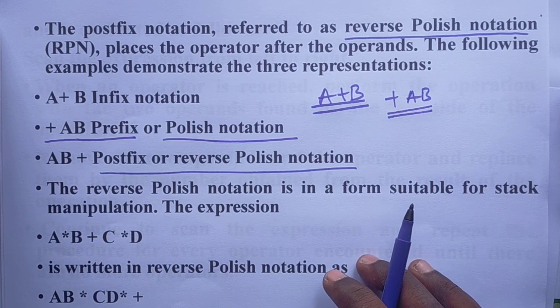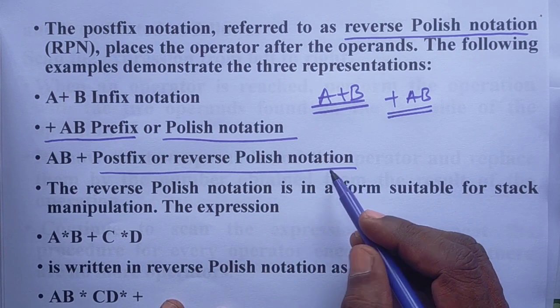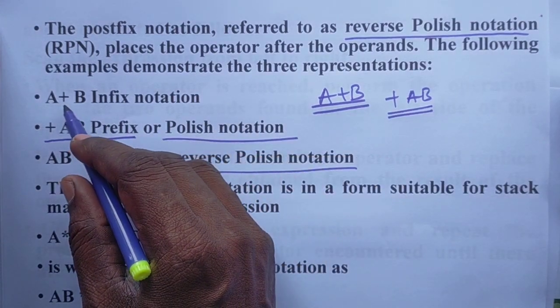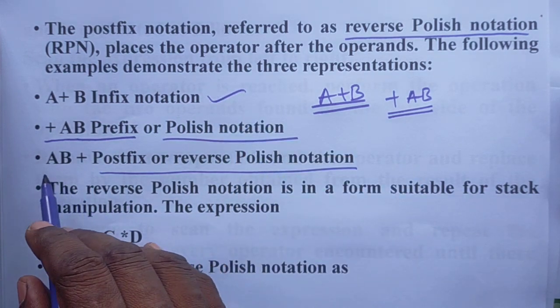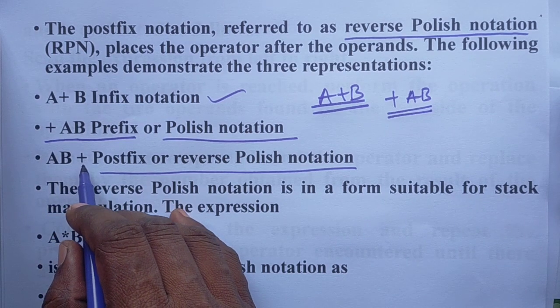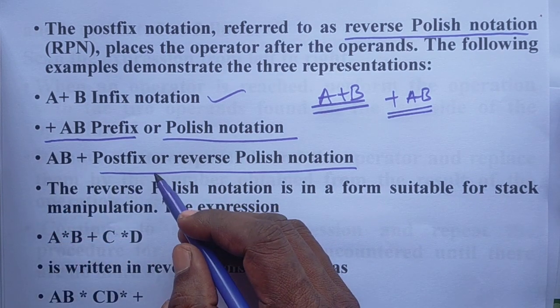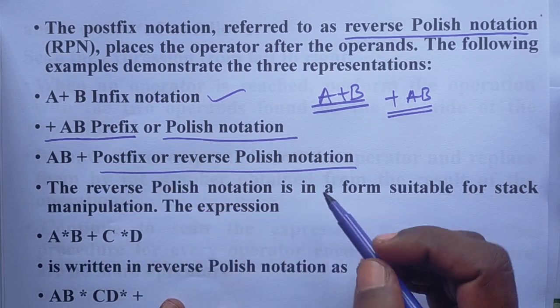If the operator comes before the operands, we call it prefix, or Polish notation. If it comes after, it is postfix, or reverse Polish notation. And if there is an operator in between a and b, then it is infix. In reverse Polish notation, a plus b becomes a b plus. So in postfix, the operator is after the operands.